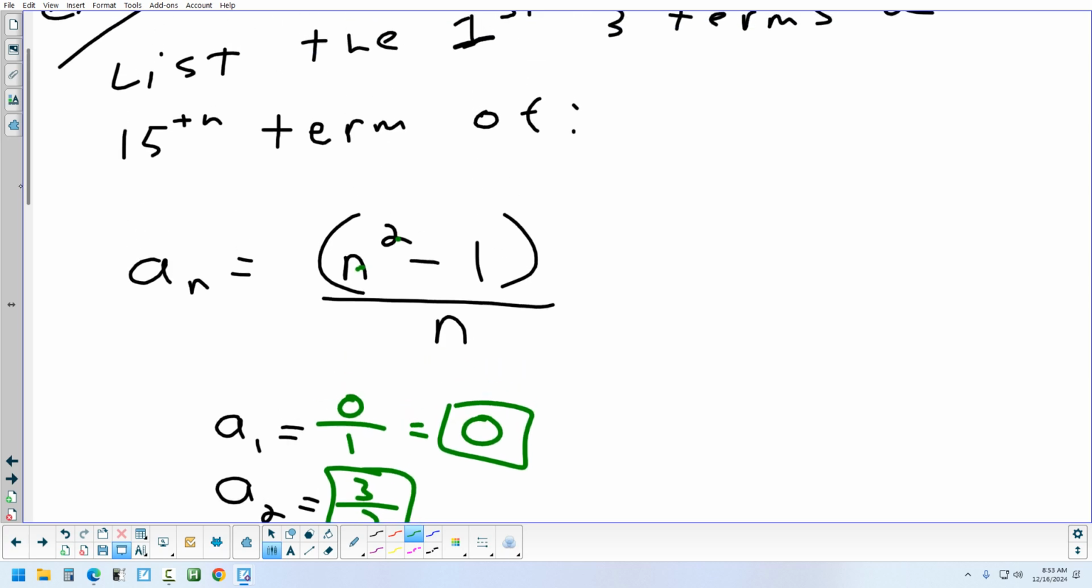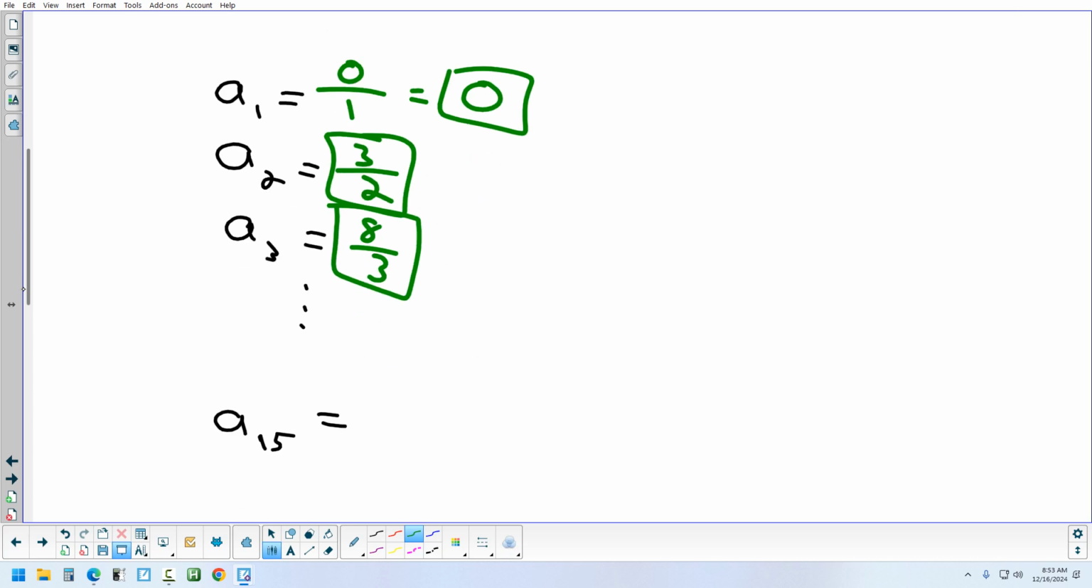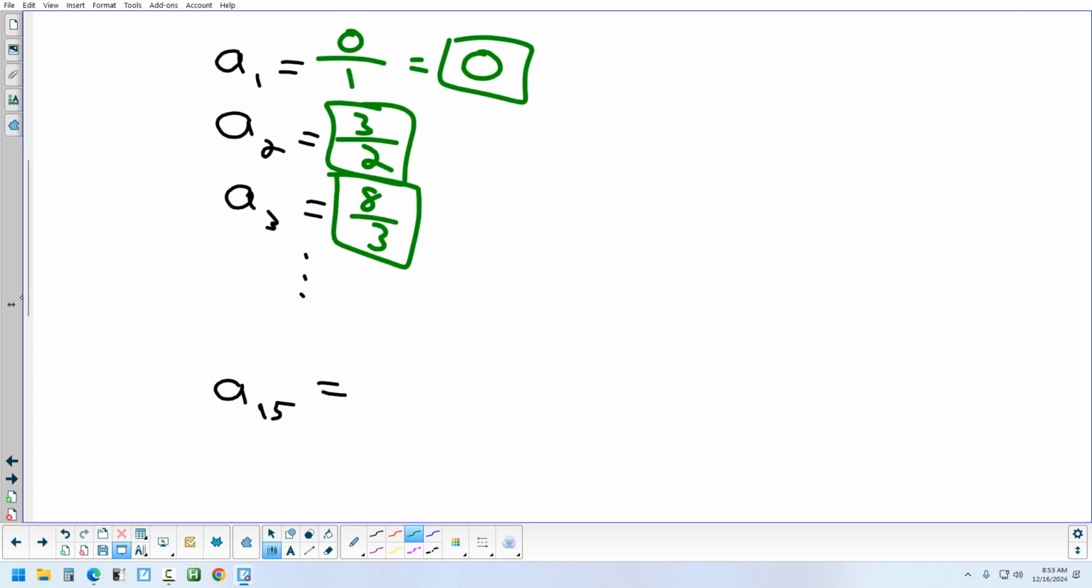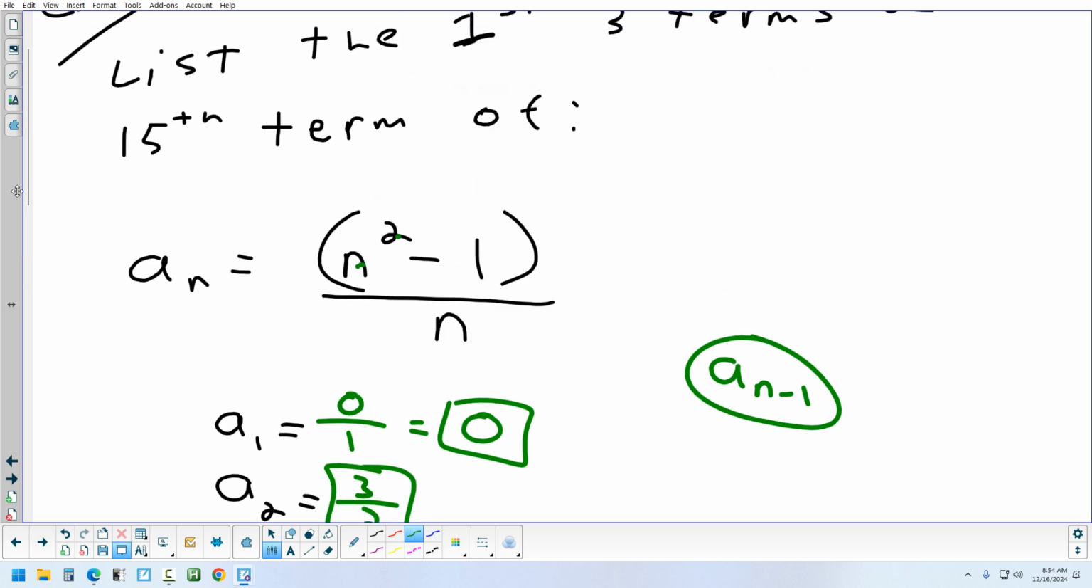And now, because the formula relies on position and not the term that comes before it, we can jump right to the 15th. We don't have to find the 4th through the 14th to get to the 15th. We can skip it. If this formula had something like this in it, then that would mean it depends on the term before it. Then we'd have to find a lot more. Okay, but let's jump to 15.